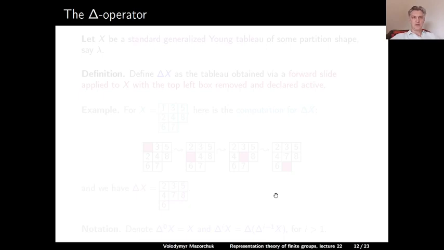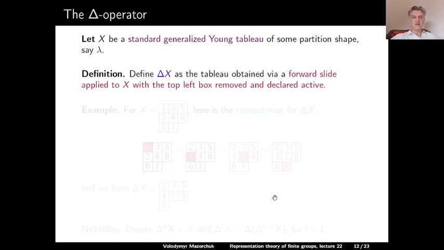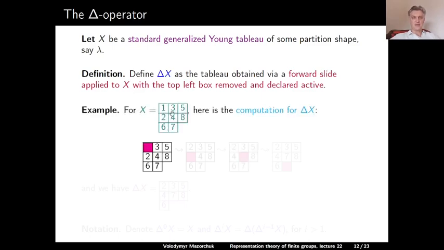So let us go on and define the delta operator. Let X be a standard generalized Young tableau of some partition shape, say lambda. So we define the delta of X as follows. So delta of X is a tableau which is obtained via a forward slide applied to X with the top left box removed and declared active. So for example, let X be the following tableau of shape 3, 3, 2. It has 1, 3, 5, 2, 4, 8, and 6, 7.